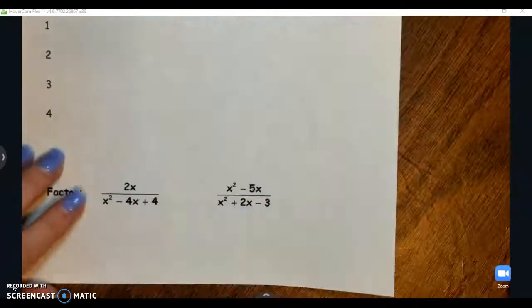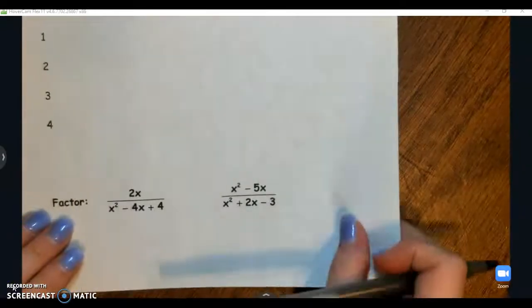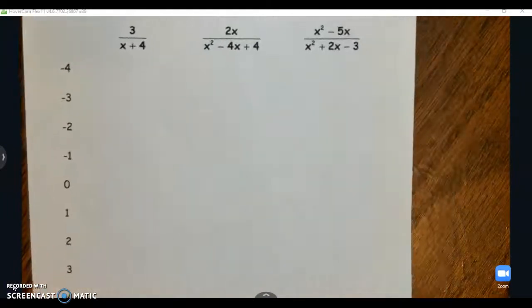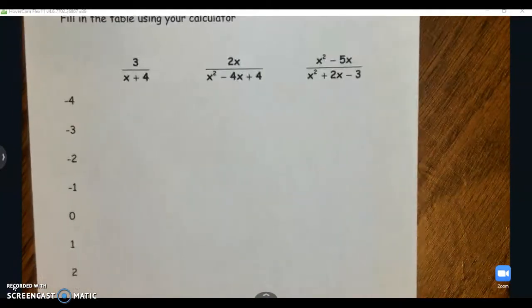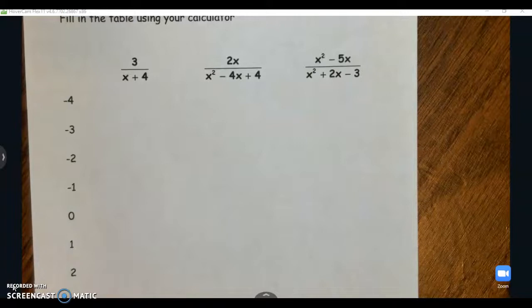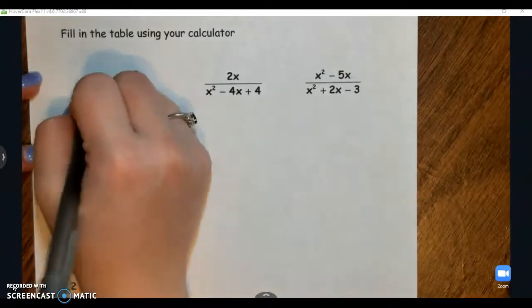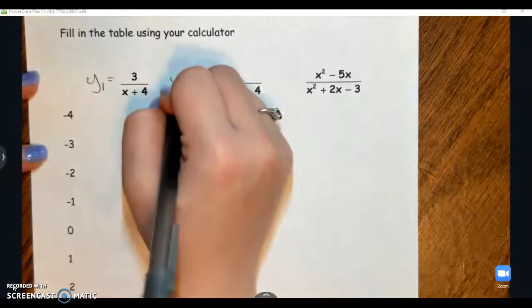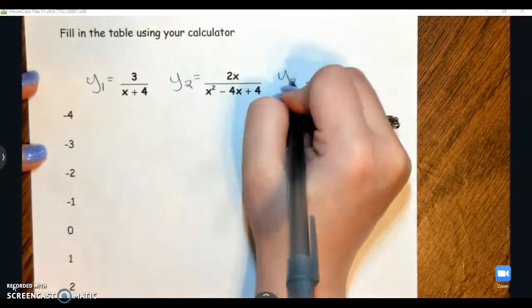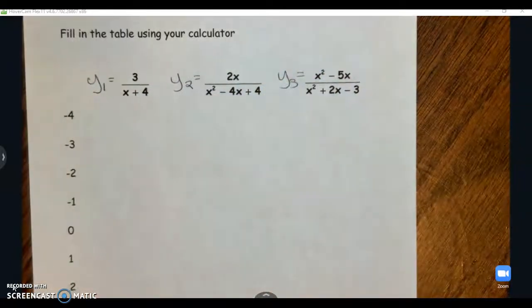This next page, I don't have my TI-84 at home with me, so I'm using an app on my phone, so it's going to look a little bit different, but you should know how to do this on your calculator. And if you have questions, obviously I can walk you through that. But we are going to fill in these values using our table. So the first thing you're going to do is type this into y1, this into y2, and this into y3 on your calculator.